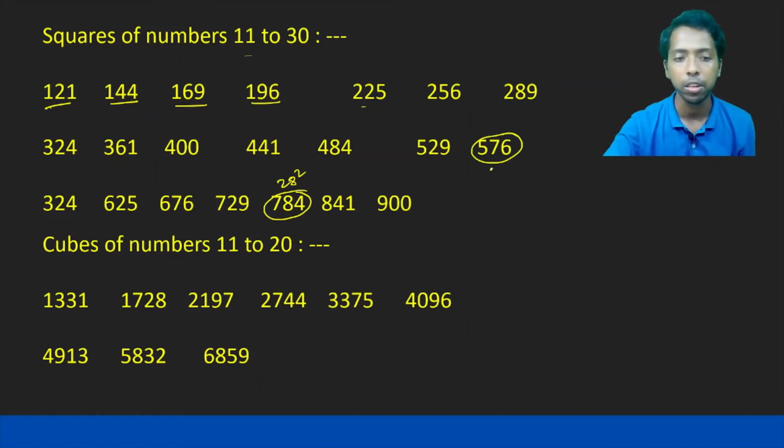576, that means 24 square, right? 676, that is 26 square. This kind of mentality you should develop within yourself.